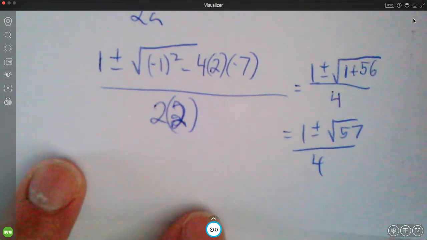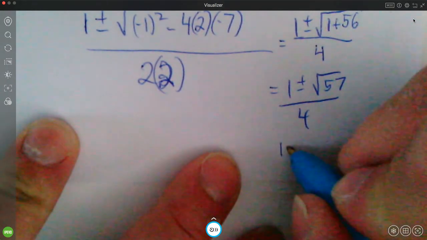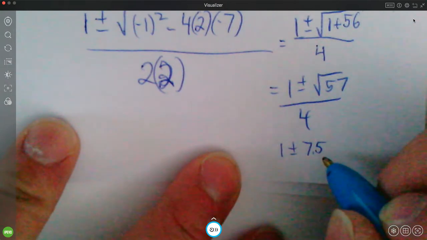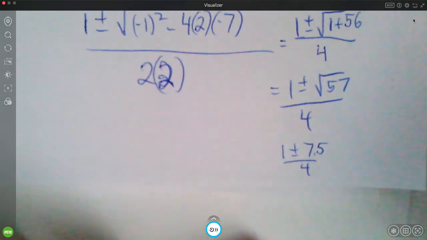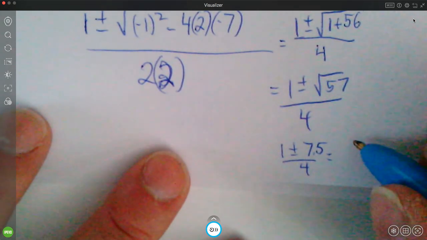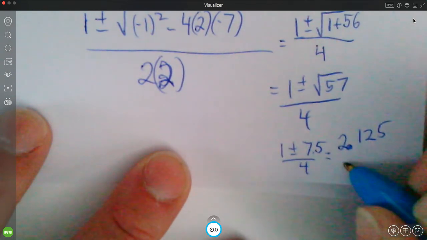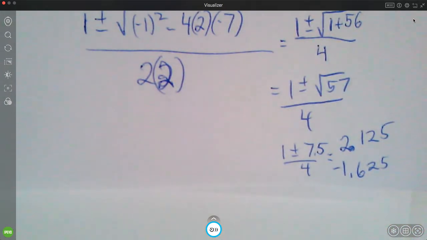So I have this math done out ahead of time. So you're left with 1 plus or minus 7.5 approximately, because that's an irrational number, divided by 4. So that comes out to 2 possible answers. You either get 2.125 or negative 1.625. Okay.